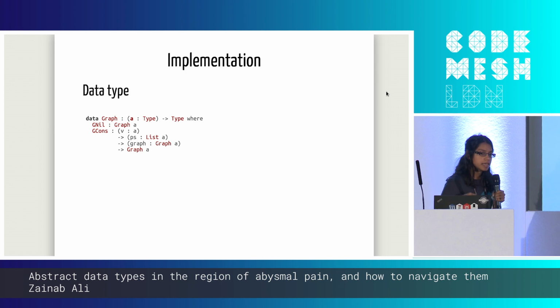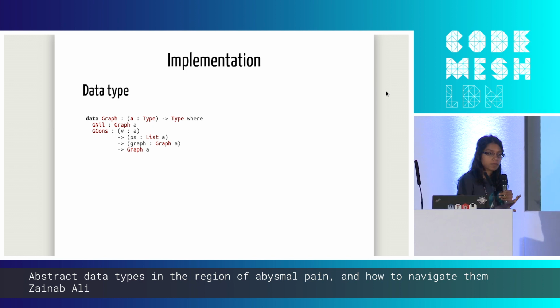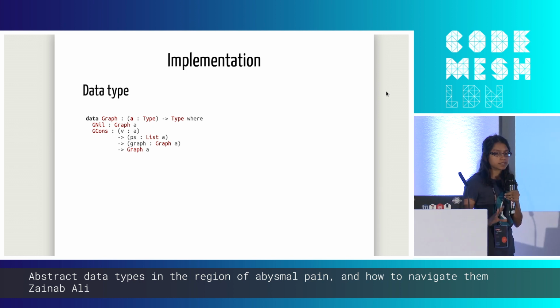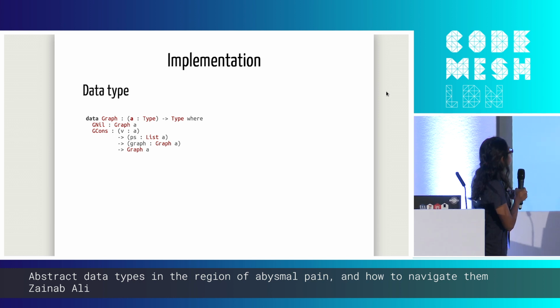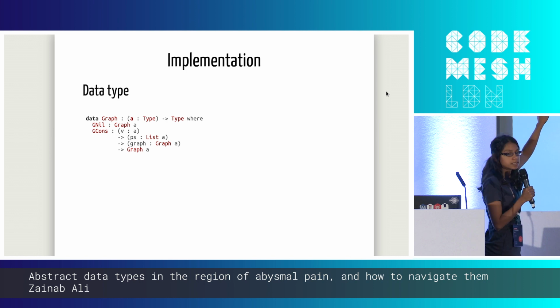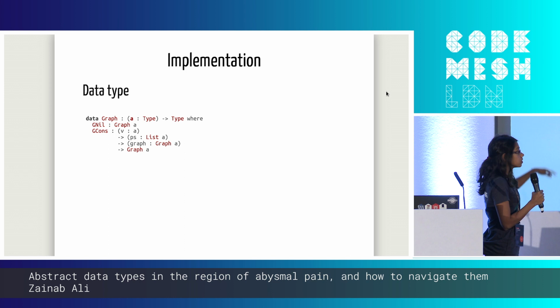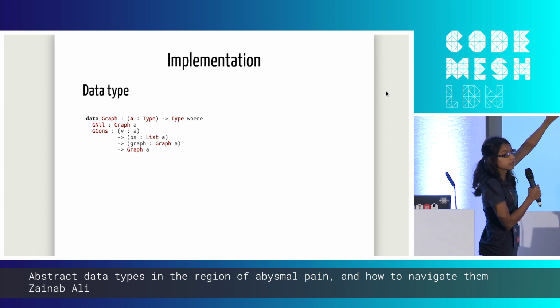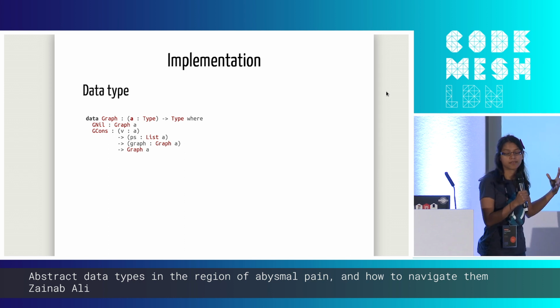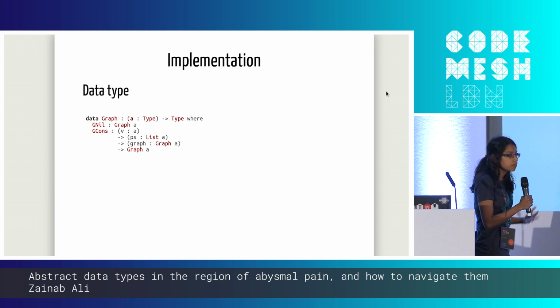Okay, let's try and implement our graph in Idris. And for the moment, let's not use any of the advanced typing features. So our graph is a data type. I'm abstracting over whatever it can contain. So it's going to be parameterized on some other type A. That means I can have a graph of int, a graph of string, a graph of anything I want.